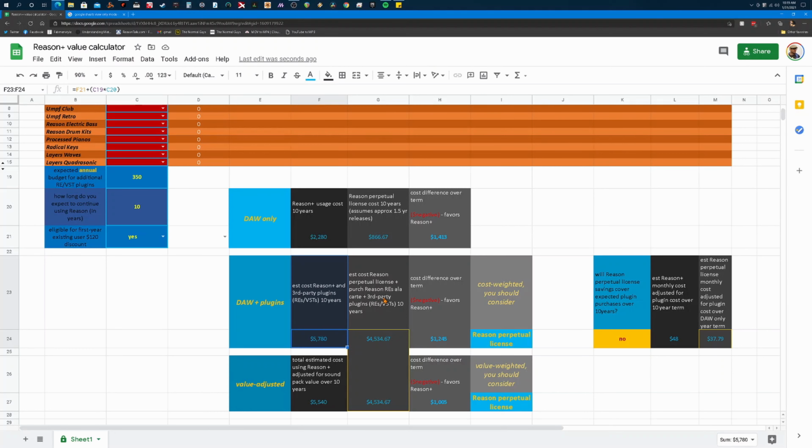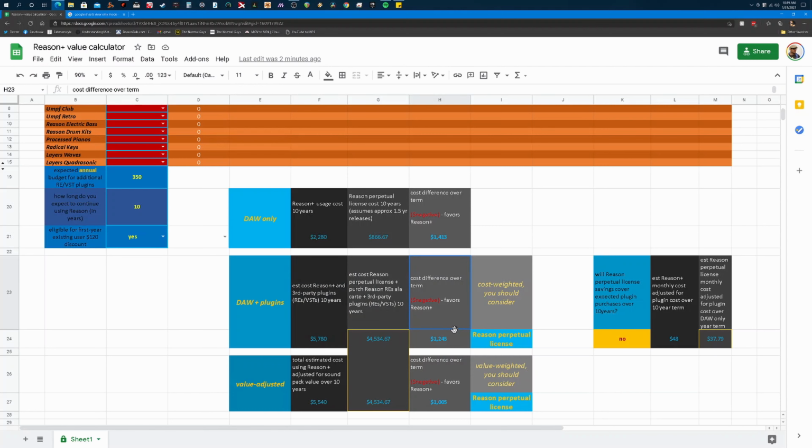And if we're getting a perpetual license and purchasing our Reason rack extensions a la carte, so we're spending money on friction, we're spending money on whatever other Reason Studios plugins there are, that would be reflected here, and that's over 10 years. So this again includes this annual budget. So it's including that $350 per year. That's where these two calculations come from.